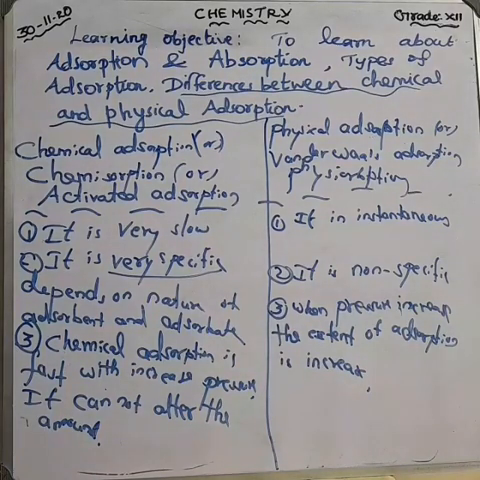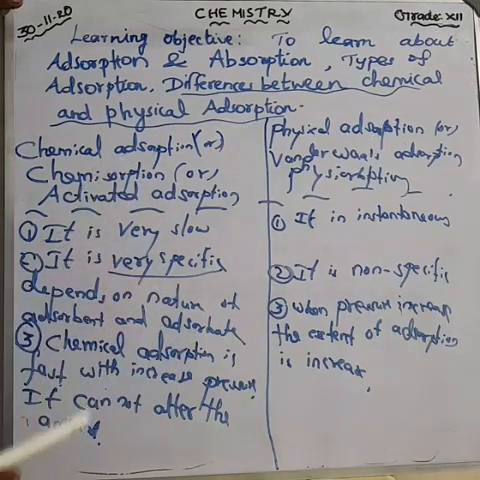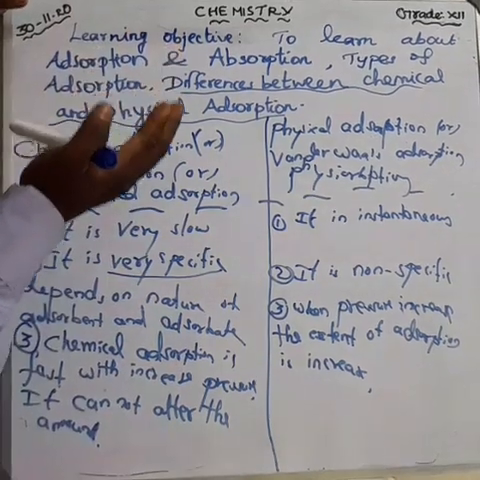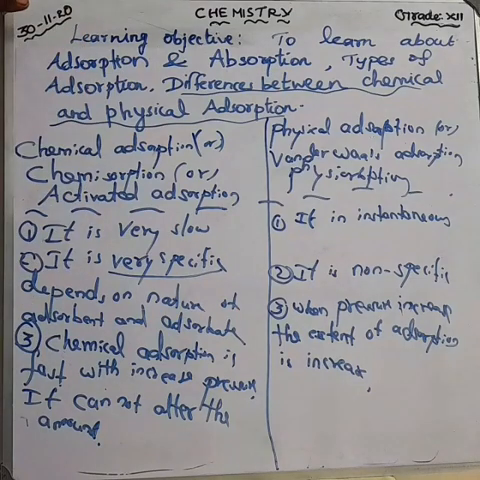What is the third point? The chemical adsorption is fast with increase in pressure. It cannot alter the amount. Alter means change. It cannot change the amount. In physical adsorption, when pressure is increased, the extent of adsorption also increases.